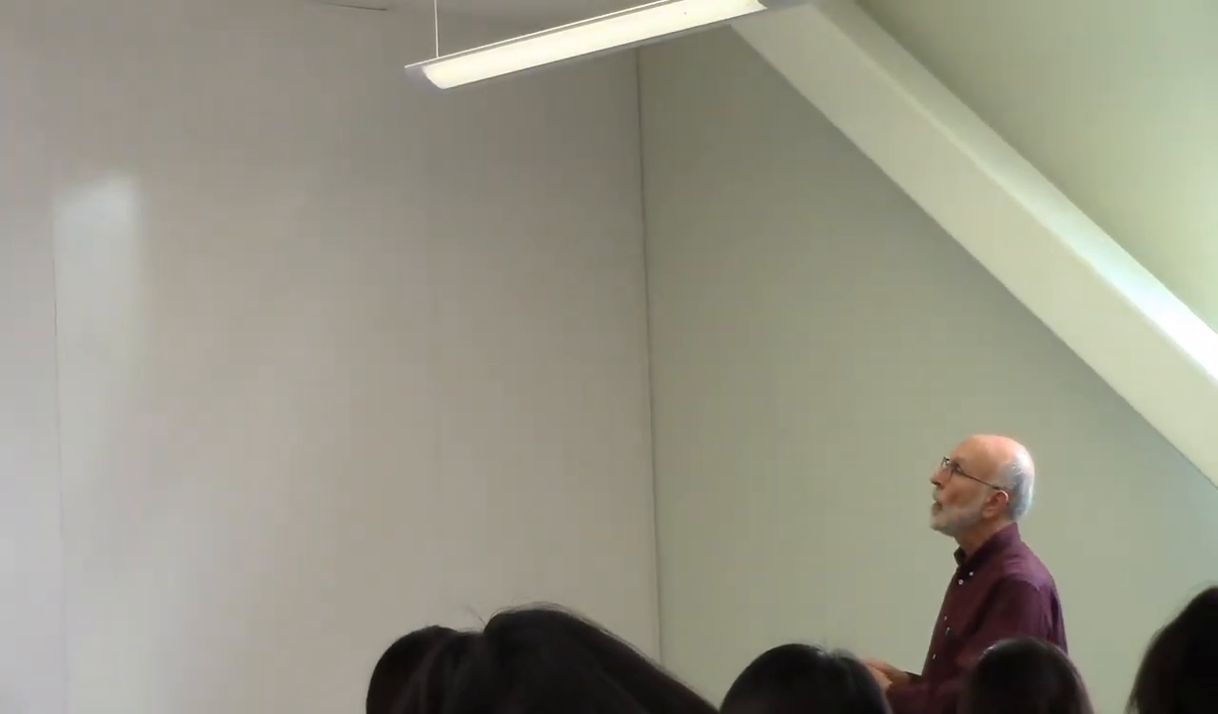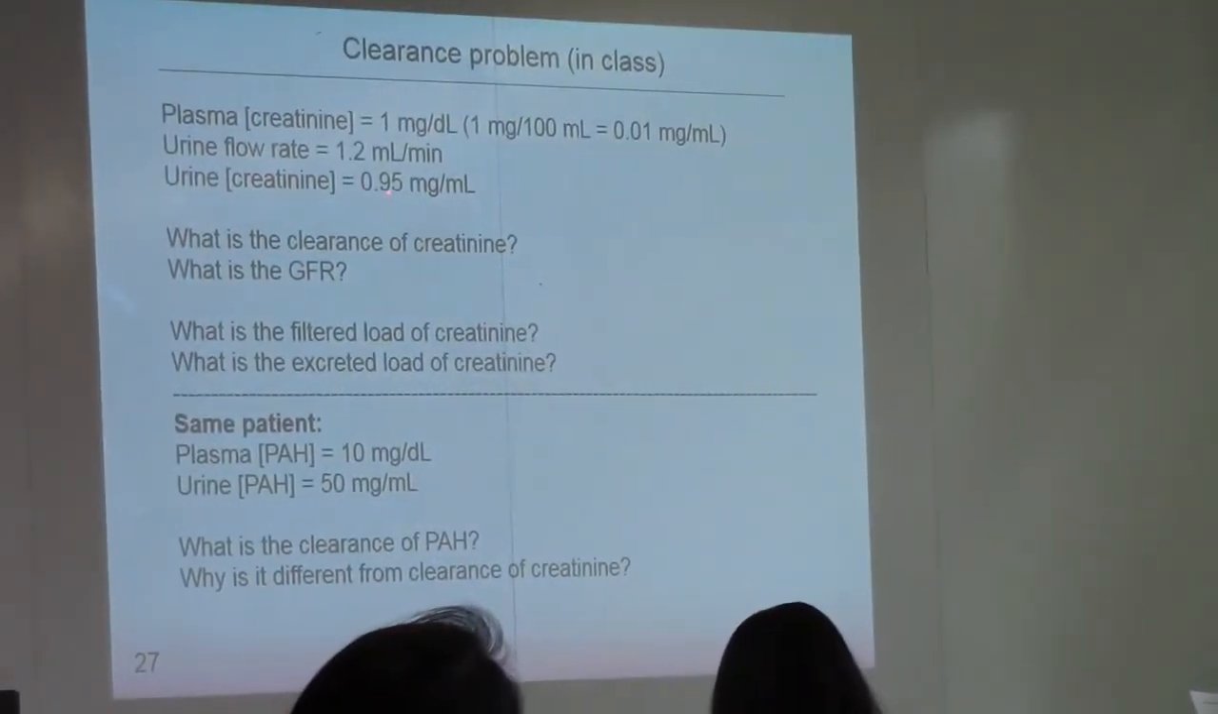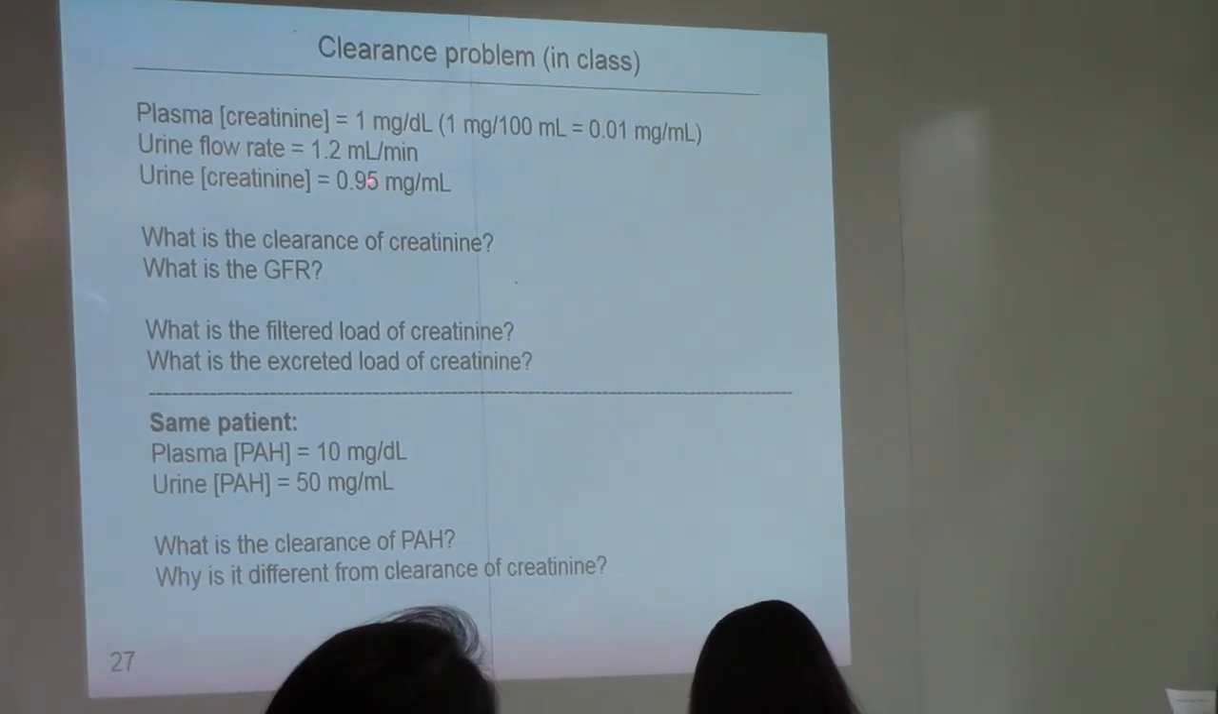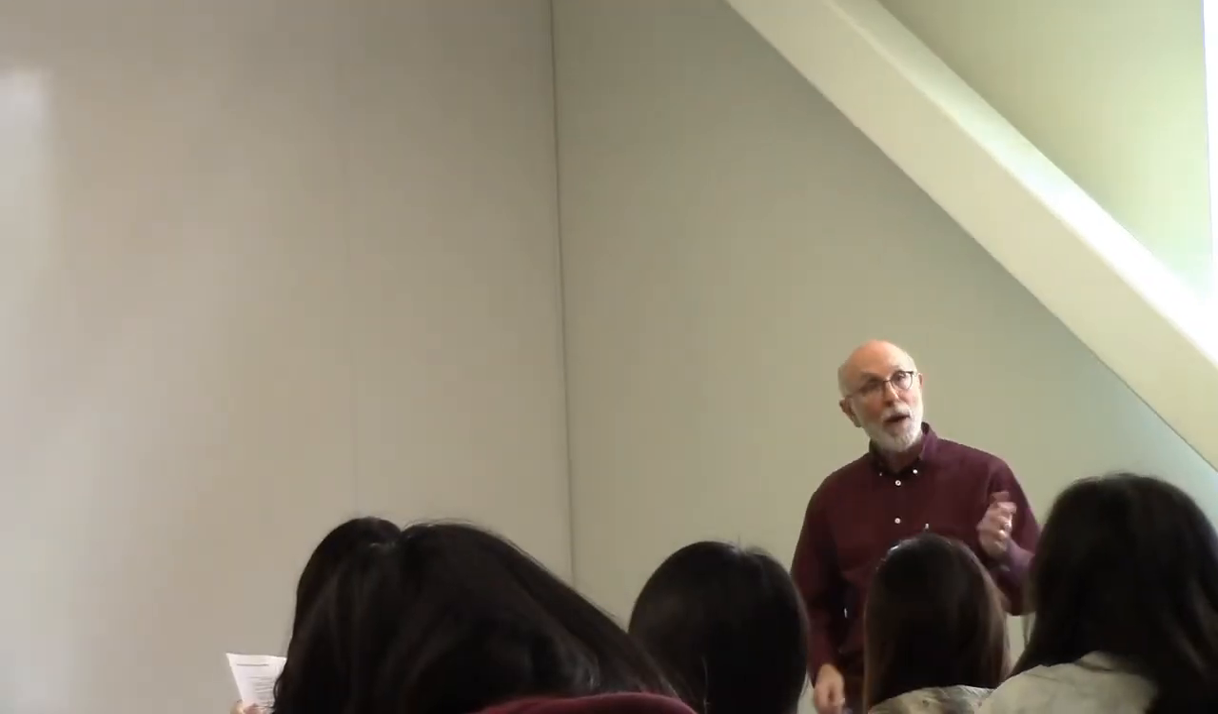The urine flow rate in this case is 1.2 mL per minute. Somebody in this room is having a urine flow rate right now of 1.2 mL per minute. It's a typical value. The concentration of creatinine in urine is, in this example, 0.95 milligrams per milliliter, just the concentration that's in urine. Okay, so now use the clearance equation to calculate the clearance of creatinine.